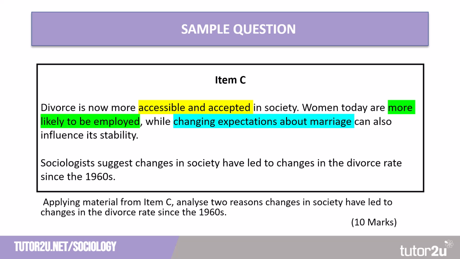And changing expectations about marriage can link into functionalist ideas such as those put forward by Fletcher about the higher expectations that are expected of people when they're in a relationship, or it could also link into the growth of individualism and Giddens' ideas of confluent love. What students need to do is to develop those hooks, attach them to a reason, and explain how divorce has changed over the last 60 years.